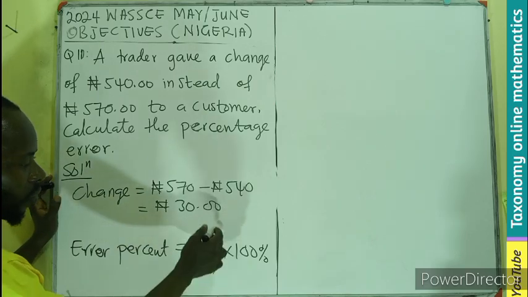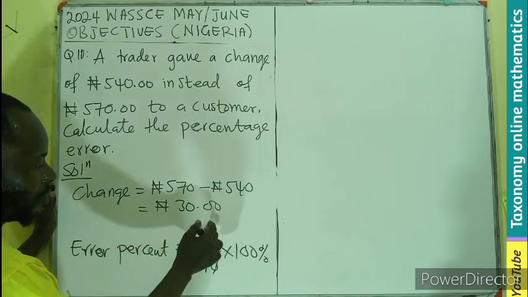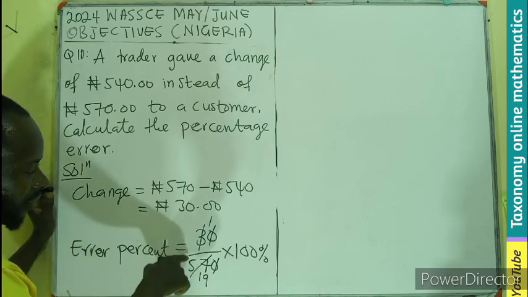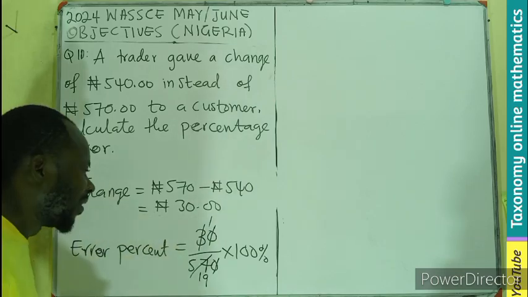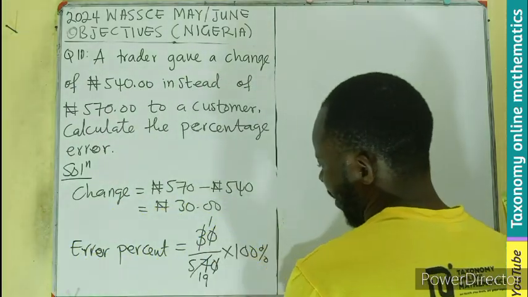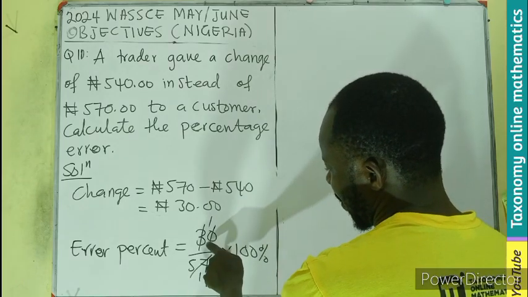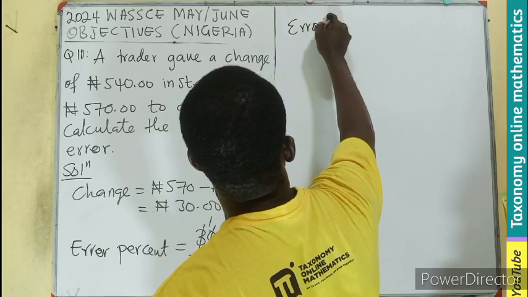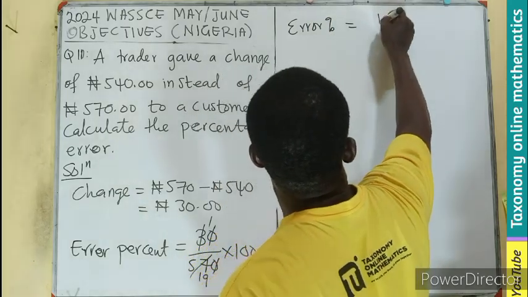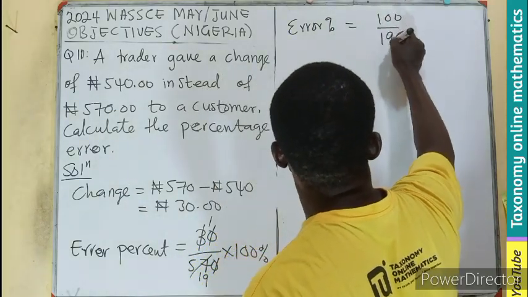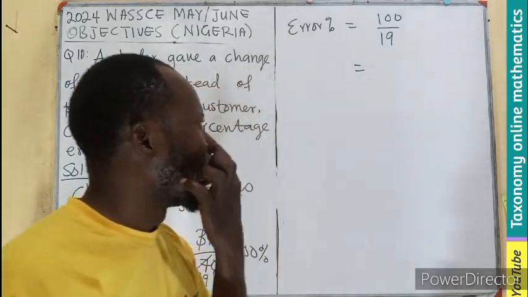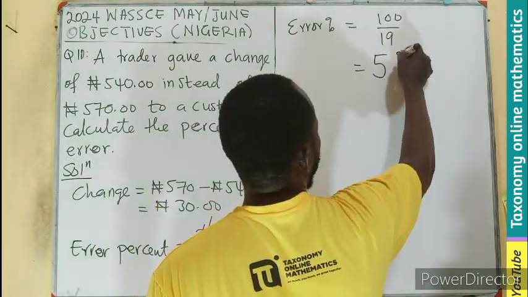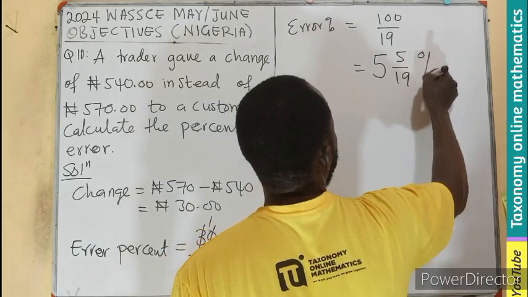So we know this, we'll cancel this. I believe this will go here 1, go here 19, right? 19, 1, 27, so 19. So we'll be having 1 times 100 will still remain 100. So let's say our error percent will be 100 divided by 19. And 19 will go into 100 five times. Then we have 5 and 5 out of 19%.